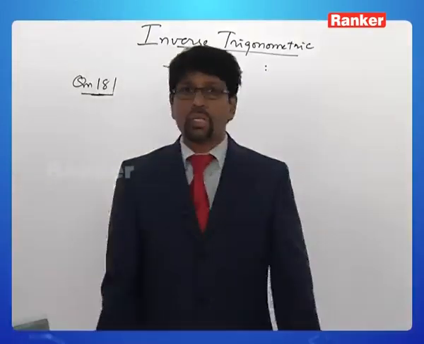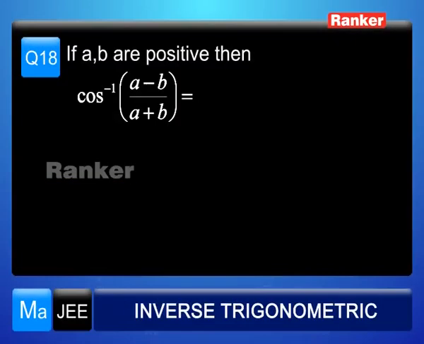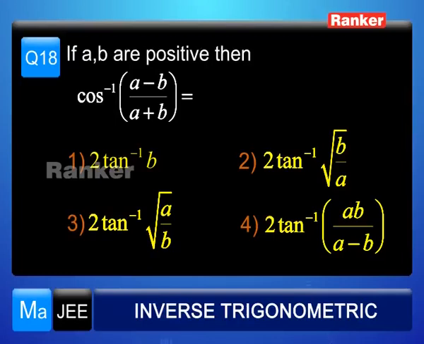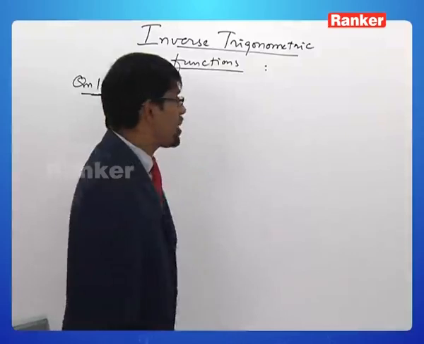Let's move on to the next question, question number 18. If a and b are positive, then cos inverse of a minus b by a plus b is equal to: first option 2 tan inverse b, second option 2 tan inverse root b by a, third option 2 tan inverse of root a by b, and fourth option 2 tan inverse of ab by a minus b. Let's have a look at this here.